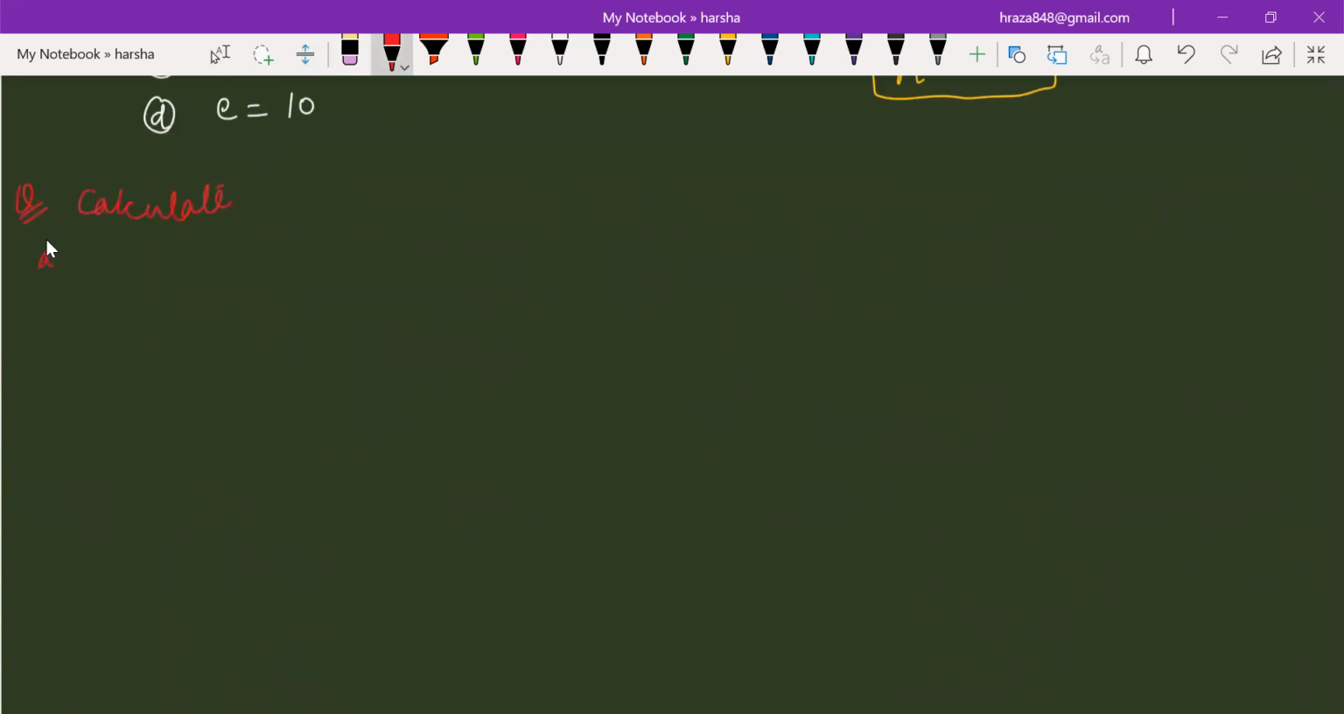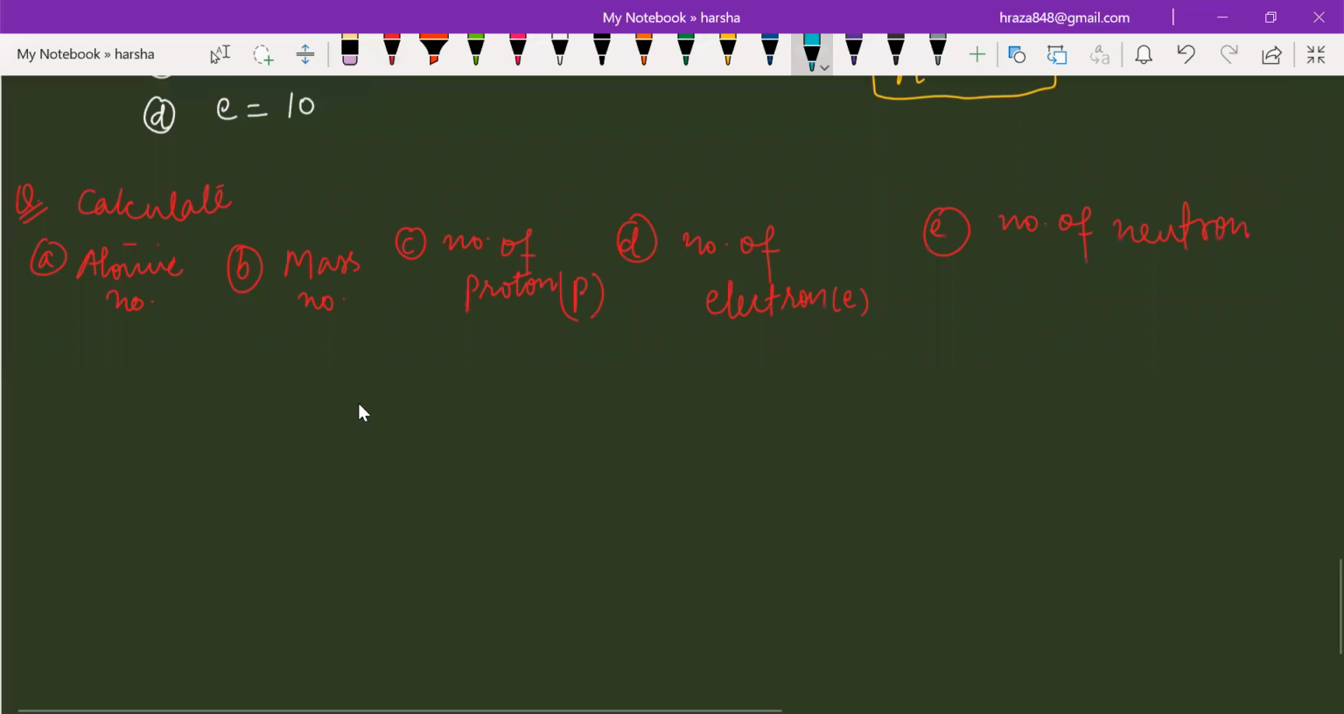Calculate. The first is again atomic number. The second is mass number. The third is number of proton. D is number of electron. E is number of neutron. We need to do it for the first, S-32 with charge minus 2, the second, C-12 with charge minus 4, and the third one, C-12 with charge plus 4. Please do it separately. It's very easy.